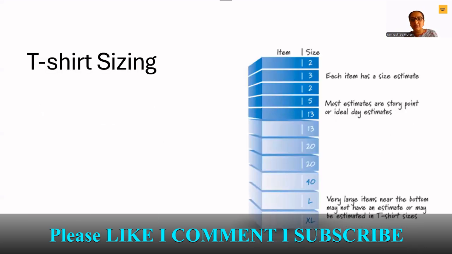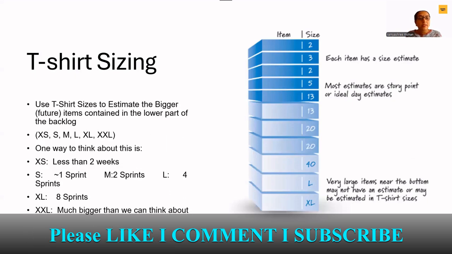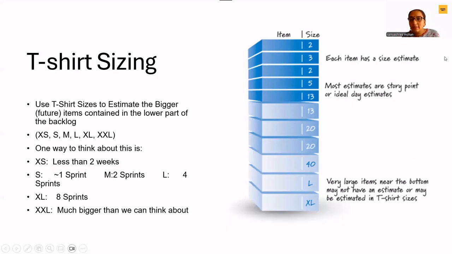First, let's talk about t-shirt sizing. Okay. So you place the item and what is the size of that item? Size means the number of hours you require to develop that user story. So each item has a size estimate. Most estimates are story point or ideal day estimates. Very large items near the bottom may not have an estimate or may be estimated in t-shirt sizes.